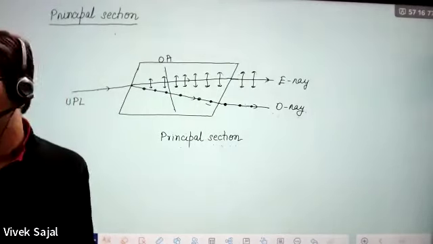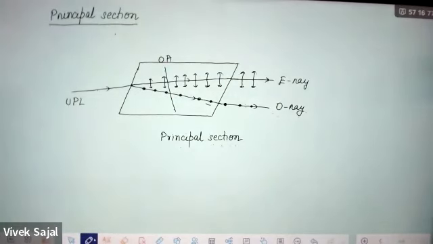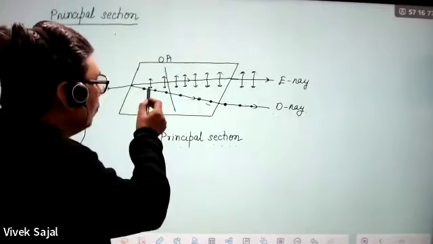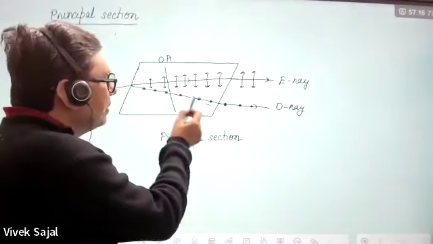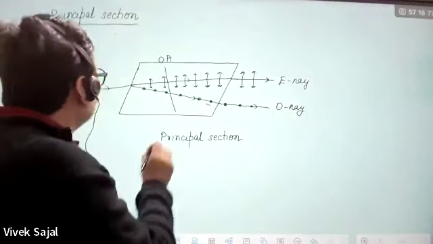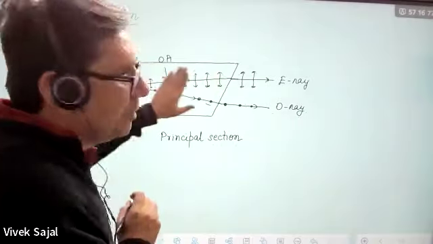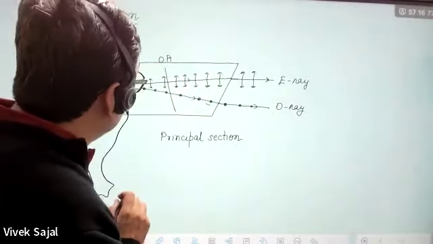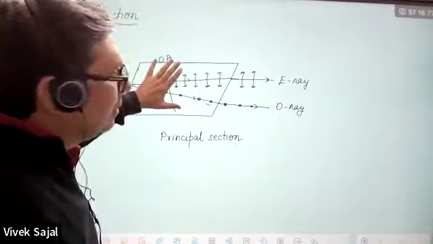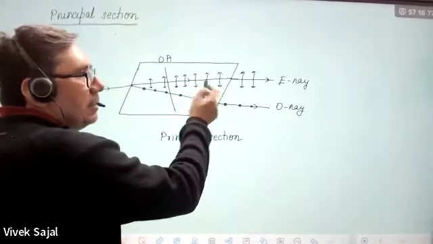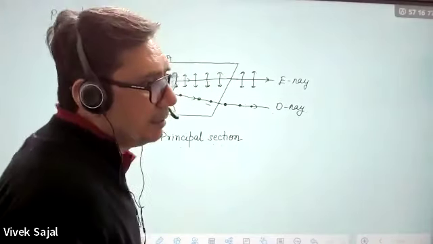Sir, the E ray, O ray, and optic axis always lie along the same plane? The O ray will be here, the E ray will be here. So this is the plane of incidence also. Here the plane of incidence is parallel to the principal section. So in this case the O ray and E ray are lying in the same plane.